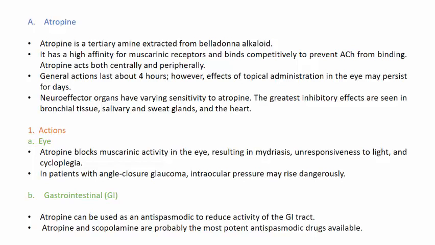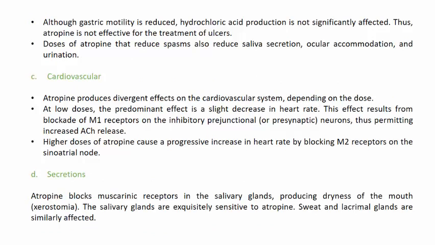gastrointestinal tract، so atropine can be used as antispasmodic to reduce activity of the gastrointestinal tract. وبهذه الحالة both atropine and scopolamine are probably the most potent antispasmodic drugs available. وبالرغم من انه يعملون على reduce the gastric motility، لكن الهيدروكلوريك اسيد برودكشن is not significantly affected، يعني ما راح يتاثر بحاله اعطاء هذا الايجنت، لذلك الاتروبين is not effective for the treatment of ulcer. لان احنا بهذه الحالة بما انه ما يأثر على البرودكشن اوف هيدروكلوريك اسيد، انه ما يستخدم as a treatment of ulcer، لكن يستخدم as antispasmodic agents.